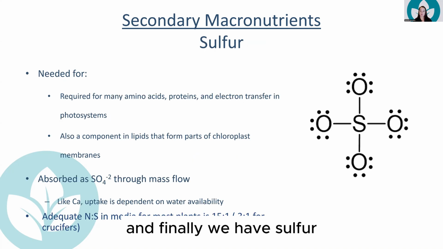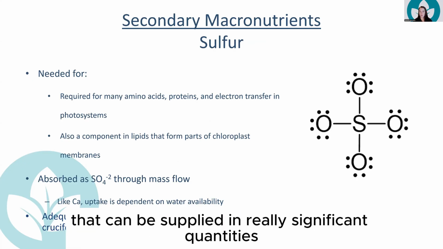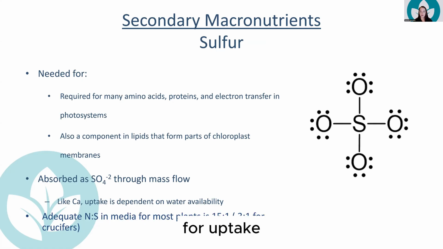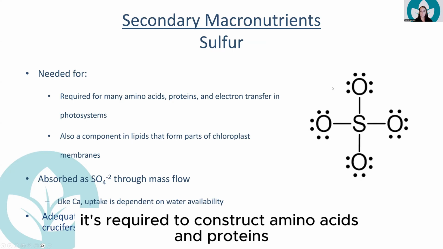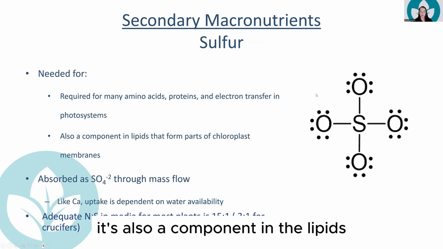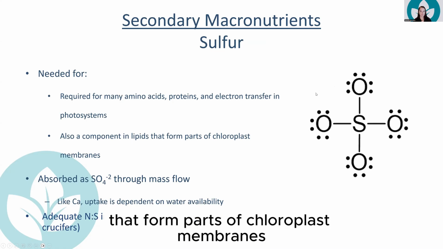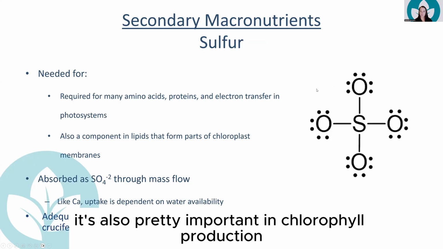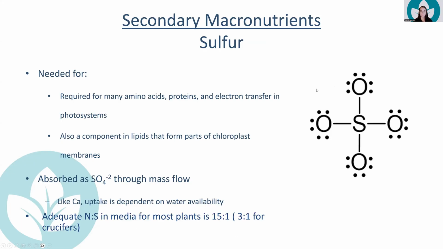And finally, we have sulfur. Sulfur is a macronutrient that can be supplied in really significant quantities and doesn't compete with many other nutrients for uptake. It's required to construct amino acids and proteins. It's also a component in the lipids that form parts of chloroplast membranes. So it's also pretty important in chlorophyll production as well.